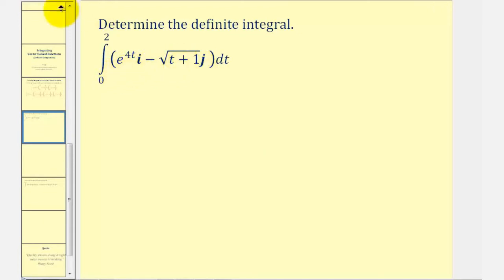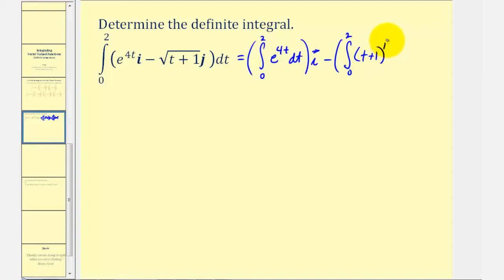two definite integrals. This is equal to the definite integral from 0 to 2 of e raised to the power of 4t dt times i, minus the definite integral from 0 to 2. Instead of the square root, we'll use the 1/2 power. So we'll have the quantity t plus 1 to the 1/2 dt times j. And now we'll integrate.